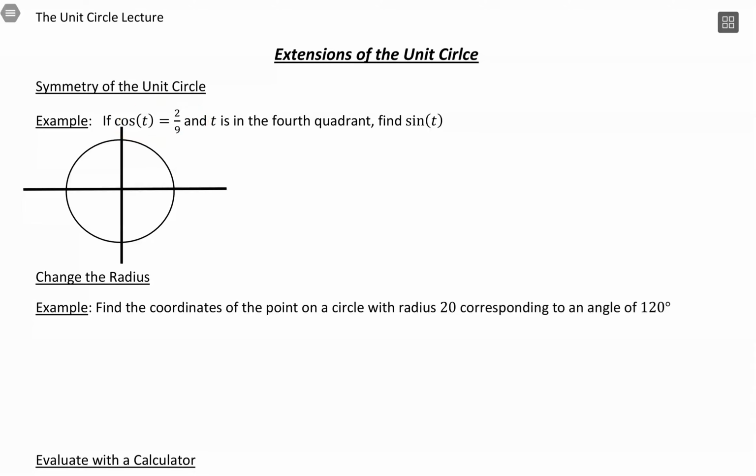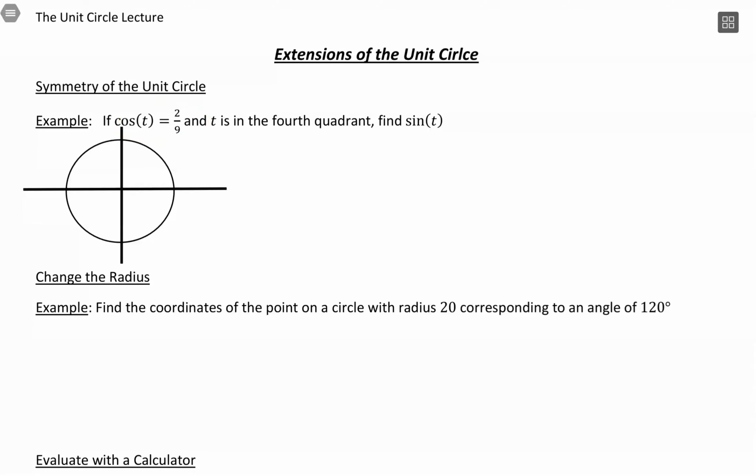So if cosine of t, which again, cosine is relating to our x coordinate, if that x coordinate is equal to 2/9, and t is in the fourth quadrant, what's our value for sine? So having an x coordinate of 2/9, and if it helps, what you could do is take 2/9 and get a decimal approximation, which is about 0.22. So the idea is on our x-axis here, right here is 1. So 0.22 is maybe about, let's say here.